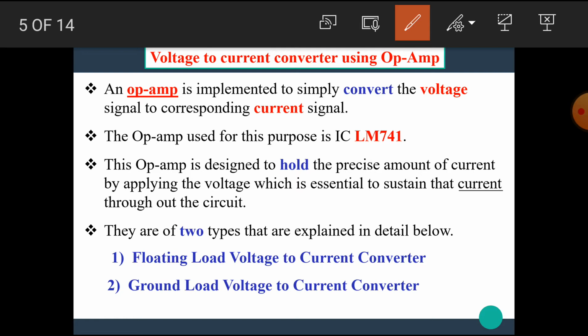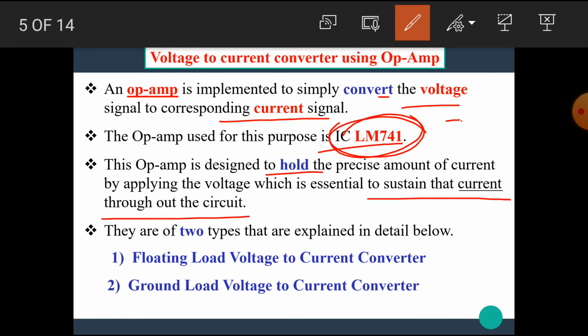An op-amp is implemented to simply convert the voltage signal to the corresponding current signal. The op-amp used for this purpose is IC LM741. That means our normal IC LM741 is used for the voltage to current converter. We already saw the details about the IC741. This op-amp is designed to hold the precise amount of current by applying the voltage which is essential to sustain that current throughout the circuit.